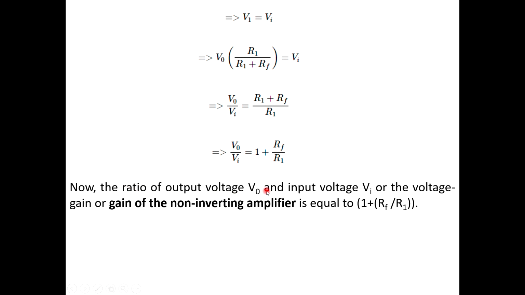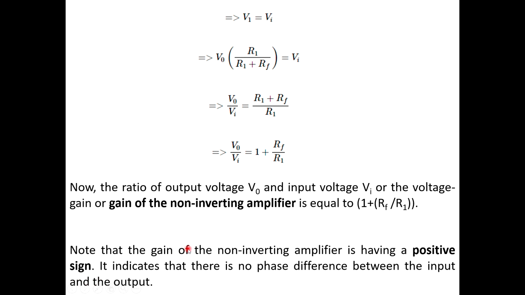Now the ratio of the output voltage V0 and the input voltage Vi, or the voltage gain of the non-inverting amplifier, is equal to 1 plus RF by R1. So again, in the exam, if you get a numerical to find out the gain of the non-inverting amplifier, if RF and R1 are given, you can easily find out, right? Is there any negative sign in this? No, there is no negative sign. So the gain of the non-inverting amplifier has a positive sign, which means that there will not be any phase difference between the input and the output. Okay, so I hope these two configurations are clear to you.